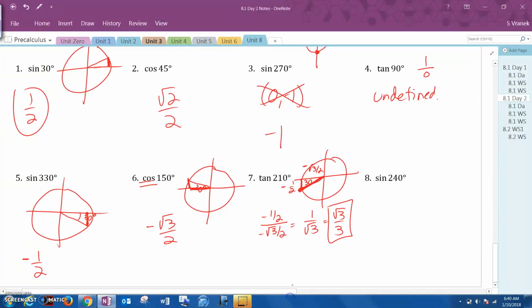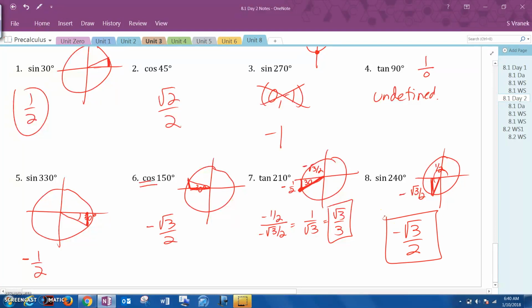And finally, sine of 240. 240 is 60 degrees past 180. So we have a 60-degree reference for the first time. When you're at a 60-degree reference, the x is shorter than the y. So the y has to be the √3/2, the x is the 1/2. The y is negative because we're going down, so my answer is -√3/2.